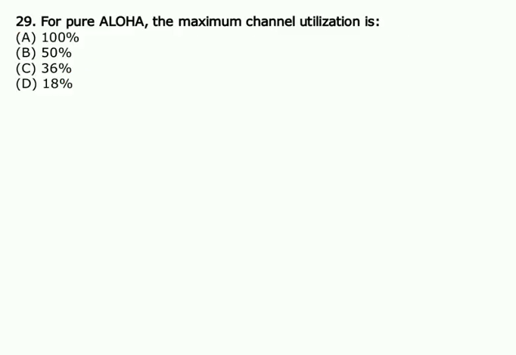For pure Aloha, the maximum channel utilization is: the maximum channel utilization rate for pure Aloha is 18.4% of the time for successful transmission. So option D is the correct one.